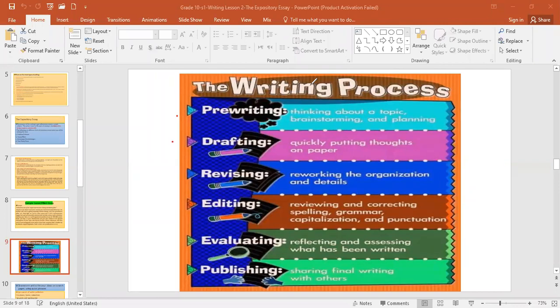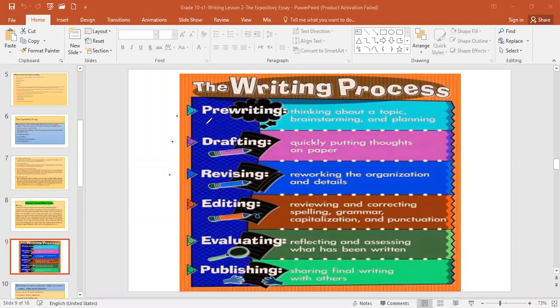Okay, Celia, when you quickly put thoughts on paper, do you write full sentences already? Yes. Or maybe you write phrases and then you write your first draft? I write them directly. Okay, that's not a good idea. A better idea, it depends, but a better idea would be to write your ideas in quick phrases and then put them into a rough draft. Third one, Fatima. I'm revising, reworking the organization and details.